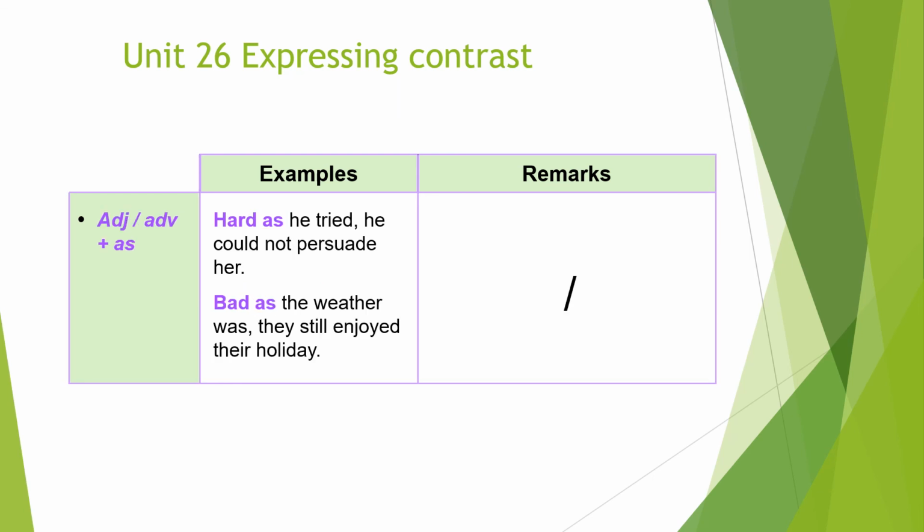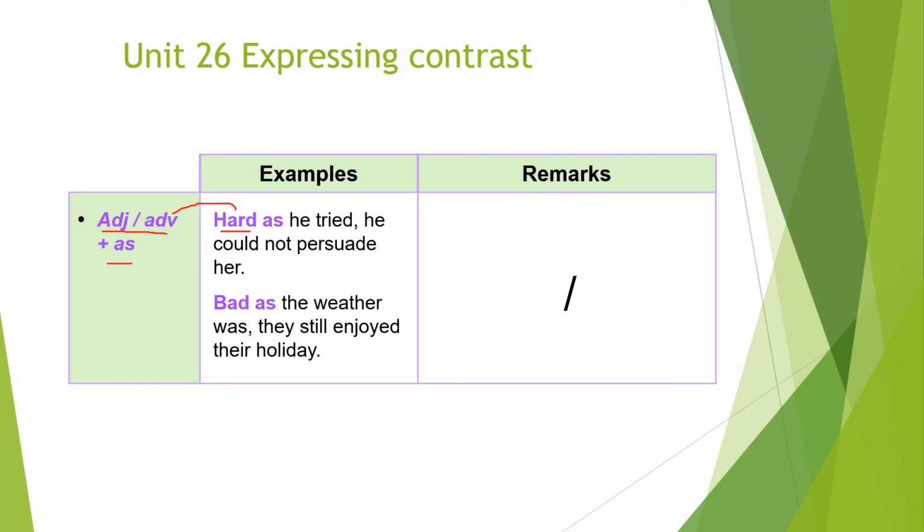More expressing contrast. When we use an adjective or adverb followed by as, this is something that we don't encounter usually. Hard is an adverb. Hard as he tried, he could not persuade her. That means he had tried very hard. Even though, hard as, that means although he had tried very hard, he still could not persuade or convince her. This is very similar. If you find it uncomfortable using it, then you don't have to use this one.